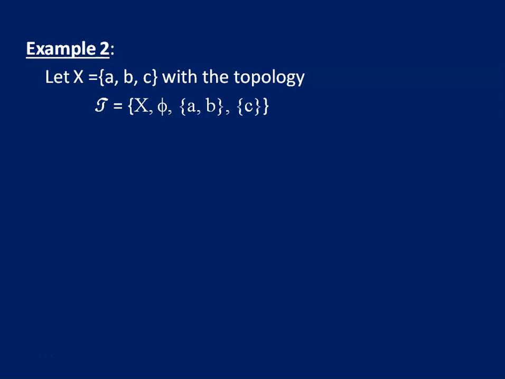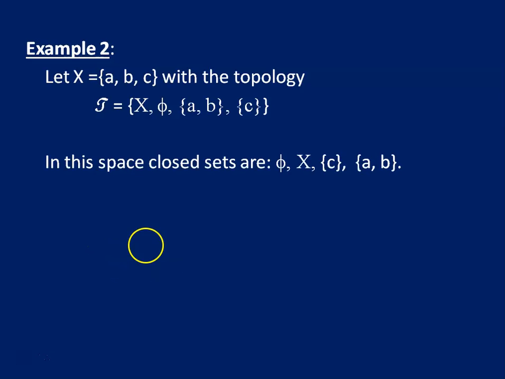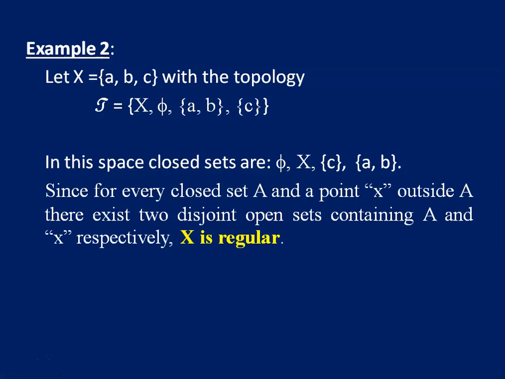Here we have another example. Let X be the 3-point set {a, b, c} with topology tau containing the whole space, the empty set, the set containing two points {a, b}, and the singleton set {c}. In this topological space, the closed sets are the empty set, the whole space, the singleton set {c}, and {a, b}, because these are the complements of the open sets. Here we have 4 open sets, and the complements of these 4 open sets are the closed sets. Now we have to check whether this topological space satisfies the condition of regularity or not.